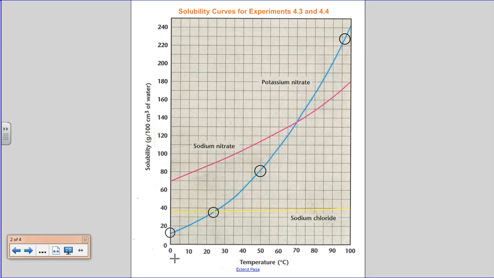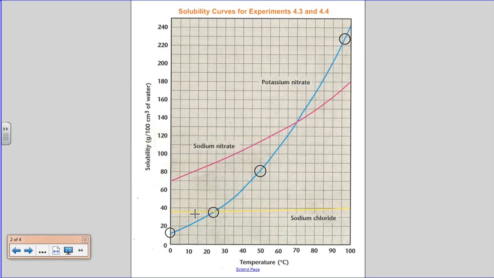So the temperatures that we looked at during the experiment 4.4 lab are the 0-degree ice bath, room temperature, which is right around 24-ish degrees Celsius, then a warm water bath, which was in the neighborhood of 40s or 50s, most likely, and then a hot water bath. So that was solid B, or test tube B. And then test tube A was this yellow line, sodium chloride again.